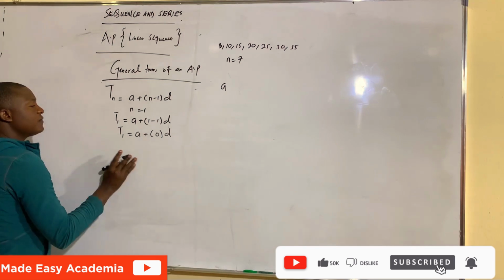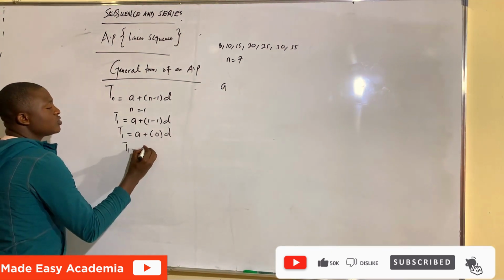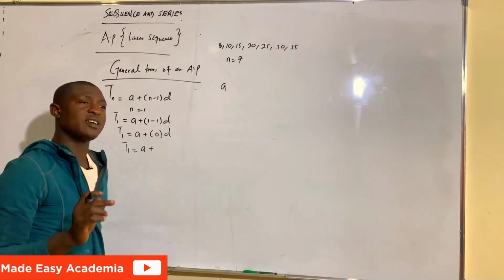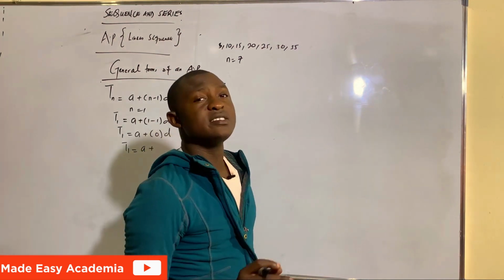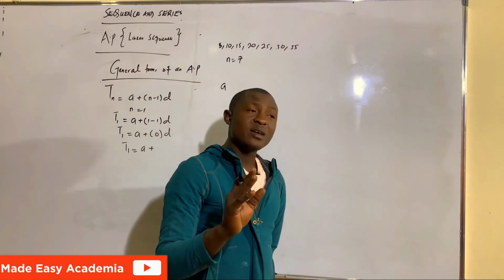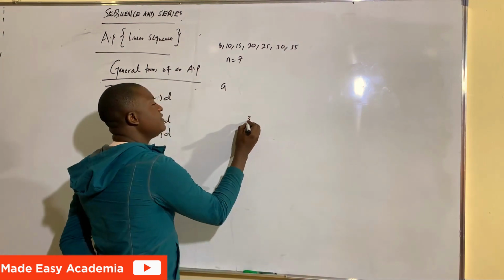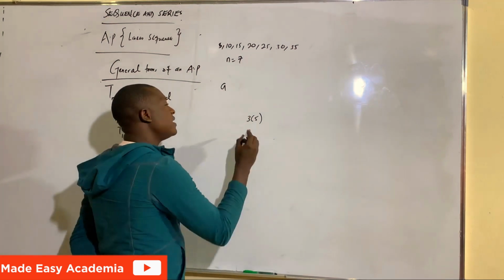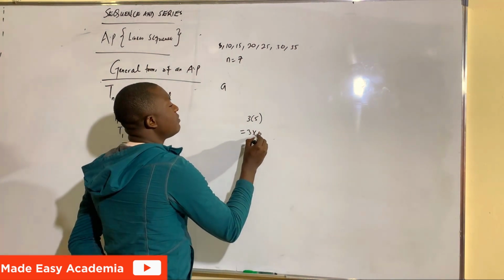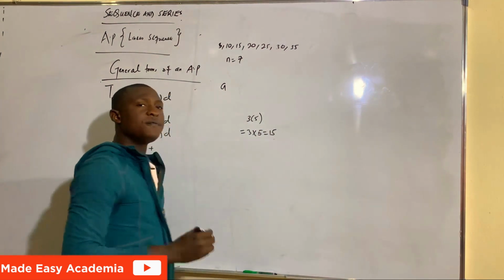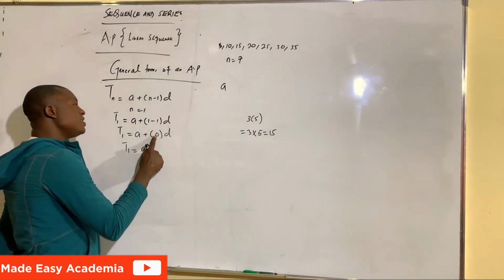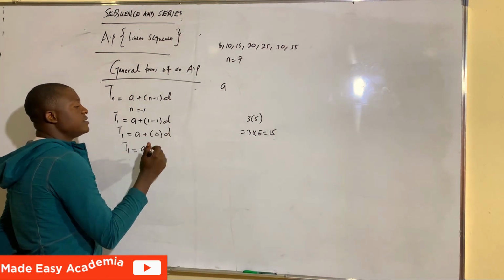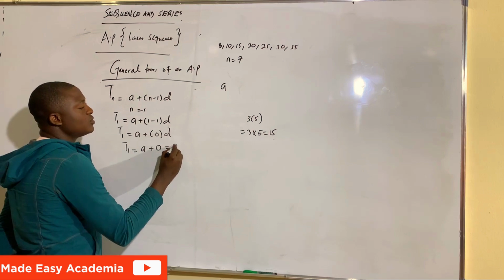So now we have T1 equal to a plus 0 bracket d. A bracket in mathematics simply means multiplication. For example, if I have 3 bracket of 5, it means we multiply 3 by 5, and that gives us 15. So here, when I have 0 bracket of d, I multiply 0 by d. 0 times d is 0, and a plus 0, of course, gives us a.